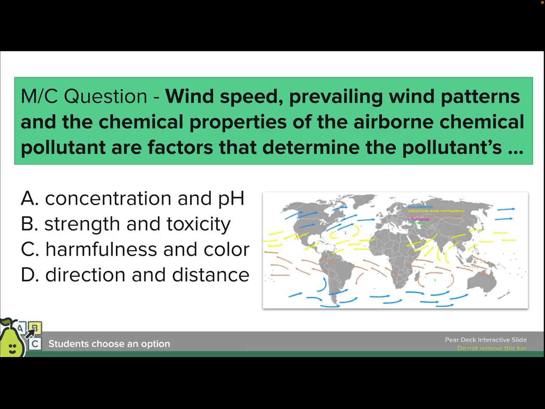Okay? So, multiple choice question: wind speed, prevailing wind patterns, and the chemical properties of the airborne chemical pollutant are factors that determine the pollutant's: A, concentration and pH; B, strength and toxicity; C, harmful color; or D, direction and distance. And the answer is direction and distance. The wind, how fast it's going, what the patterns are, and how heavy the particles are will determine how far it goes, so that's the distance, and in what direction.